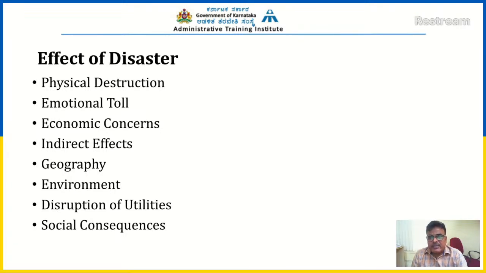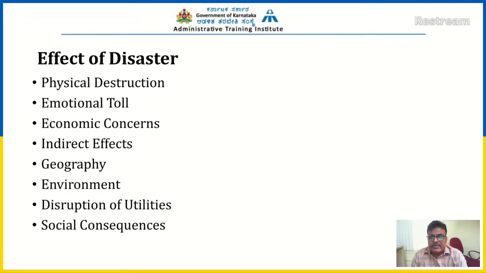Economic concerns means funding and livelihood. They automatically lose their livelihood activities. Many employees will lose their jobs if they are working in certain industries which have collapsed, and even home-based economic activities get affected. If they are affected by flood or earthquake, they might have lost their equipment, machinery, etc. So a lot of economic concerns will be there during any disaster.